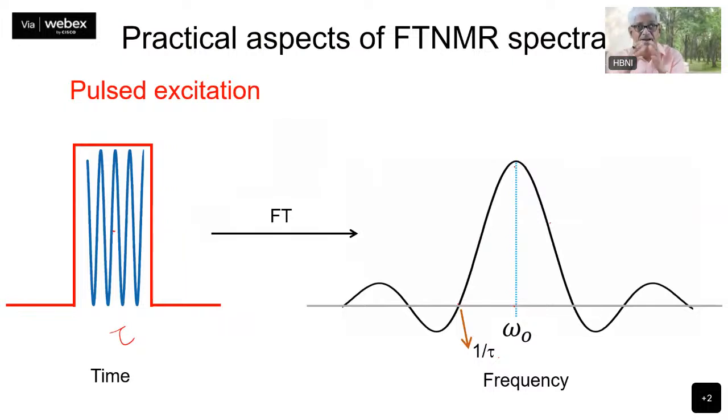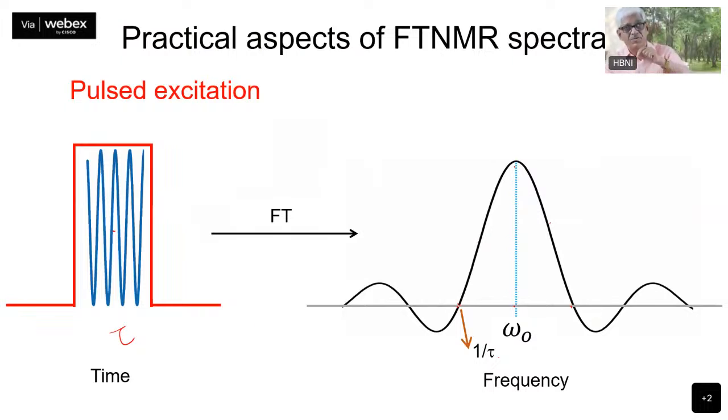If you want to excite a range of about 1000 hertz, then of course your tau has to be much shorter to cover that area. So suppose I have tau equal to 10 microseconds. Then how much is this? This is 10 to the power 5, which is 100 kilohertz. So 100 kilohertz here and 100 kilohertz here. The total of 200 kilohertz will be covered.